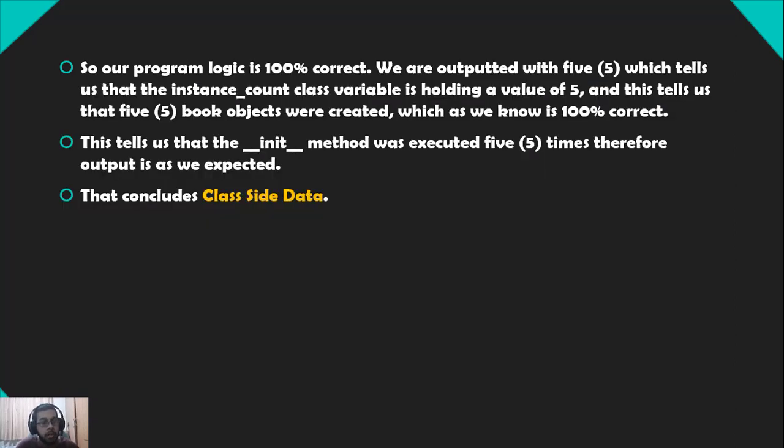So our program logic is 100% correct. We are outputted with 5, which tells us that the instance count class variable is holding a value of 5, and this tells us that 5 book objects were created, which as we know is 100% correct. This tells us that the init method was executed 5 times, therefore output is as we expected. That concludes class side data.